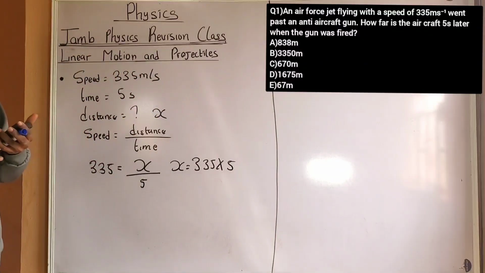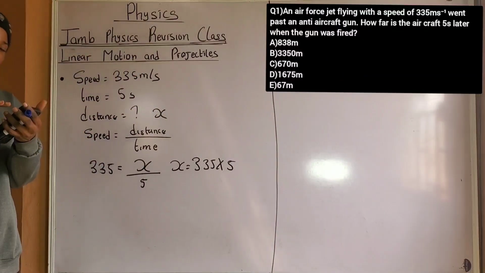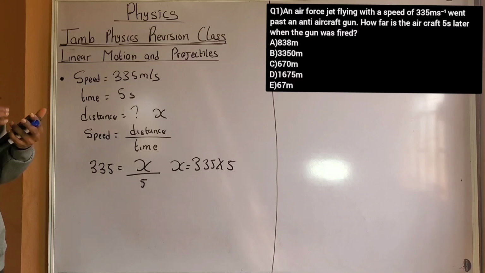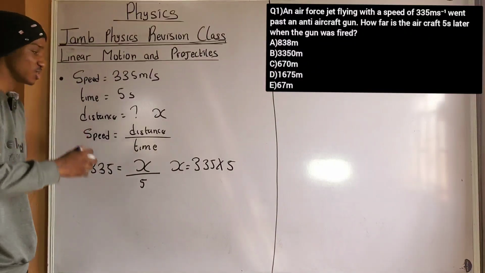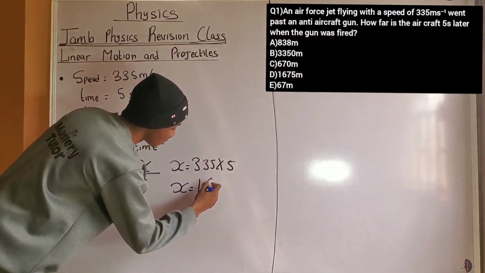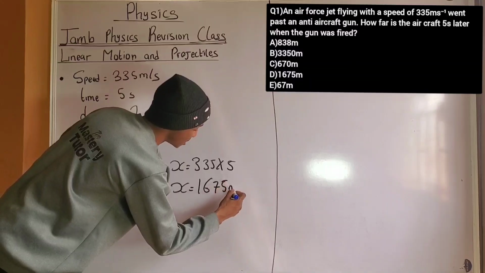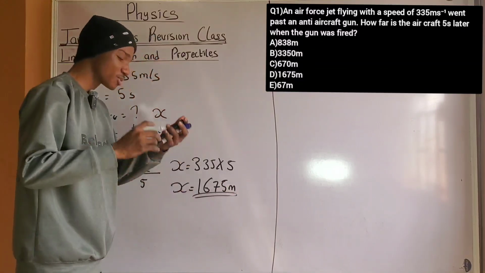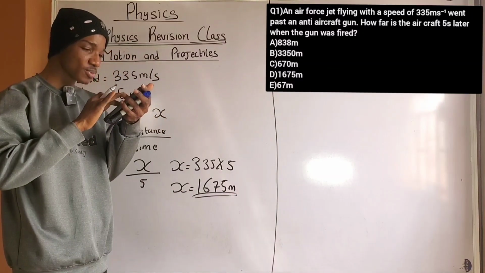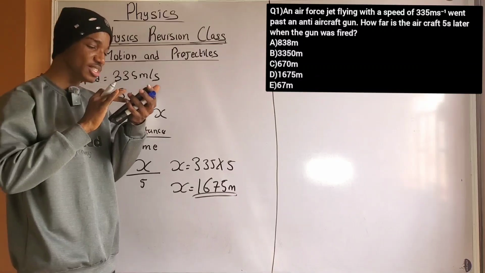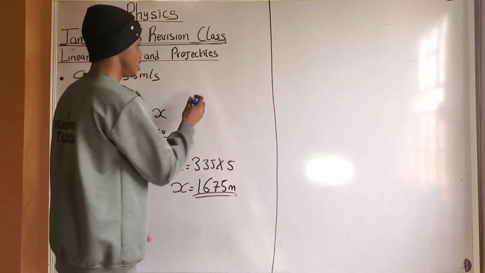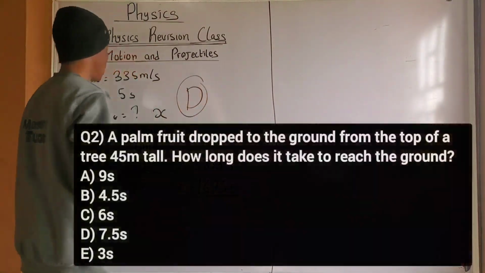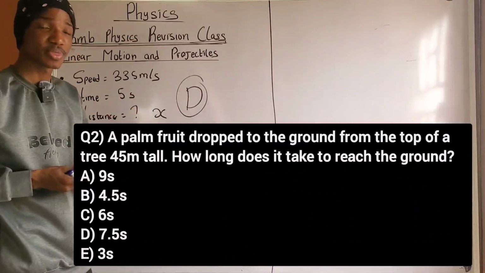And do you know that distance is measured in meter? You understand? So 335 times 5, that is 1,675. So I'm going to have x is equals to 1,675 meter. Okay. So the correct option to that question is option D. Option D is correct. Okay. Let us proceed to the next question.